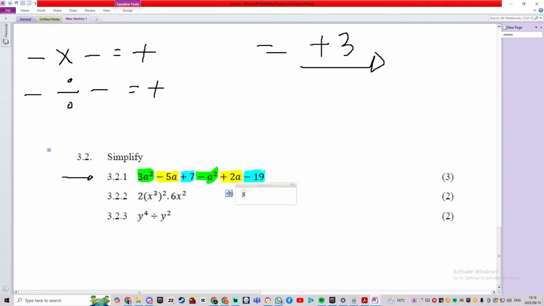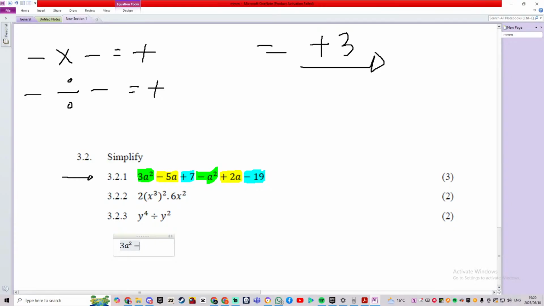Why does it? Oh, here we go. See, I'm learning on the spot. 3a. How would I put squared? I wonder. Let me just try something. 3a squared. No, man. Oh, I figured it out. 3a squared.